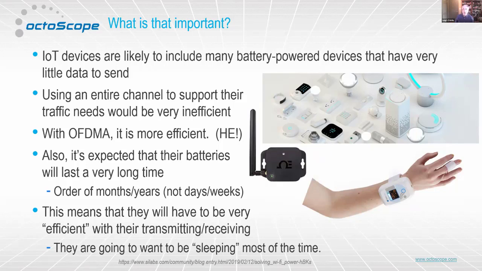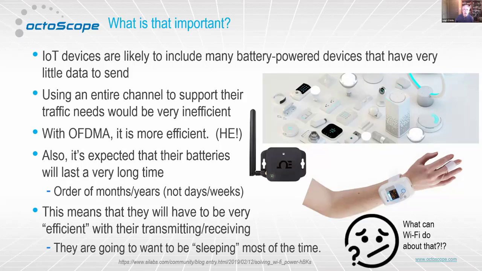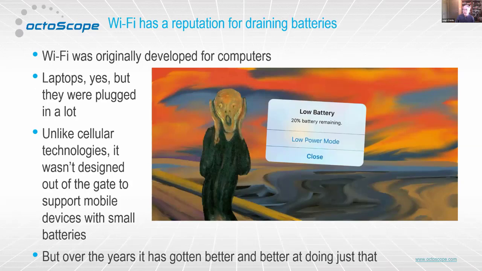So the way to do that is to be much more efficient with your transmitting and receiving. You want devices to be sleeping most of the time, and also not necessarily transmitting with multiple transmitters and receivers. Even single stream applications on very narrow bandwidths are much more efficient from a battery point of view. So what can Wi-Fi do about that? We've already talked about OFDMA. Let's talk now about batteries and TWT. Wi-Fi certainly has a reputation for draining batteries. I think everybody who's in the Wi-Fi space knows that.